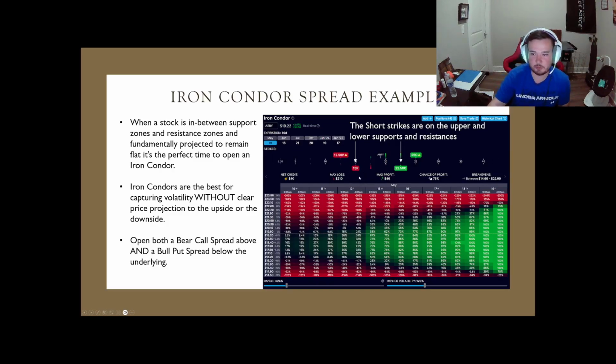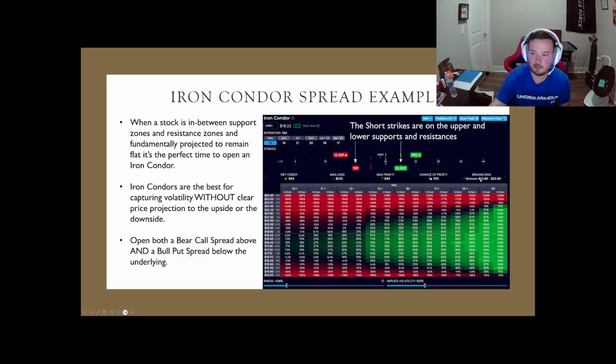Take a look at the strikes we chose. The short strikes are on the upper and lower supports and resistances. Money, right? We're shorting the 22.5 call, we're shorting the 15 put, and then we're just buying strikes below the put and above the call. This gives us a 76% chance of profit and a $40 net credit on a $210 max loss, which is really, really good.